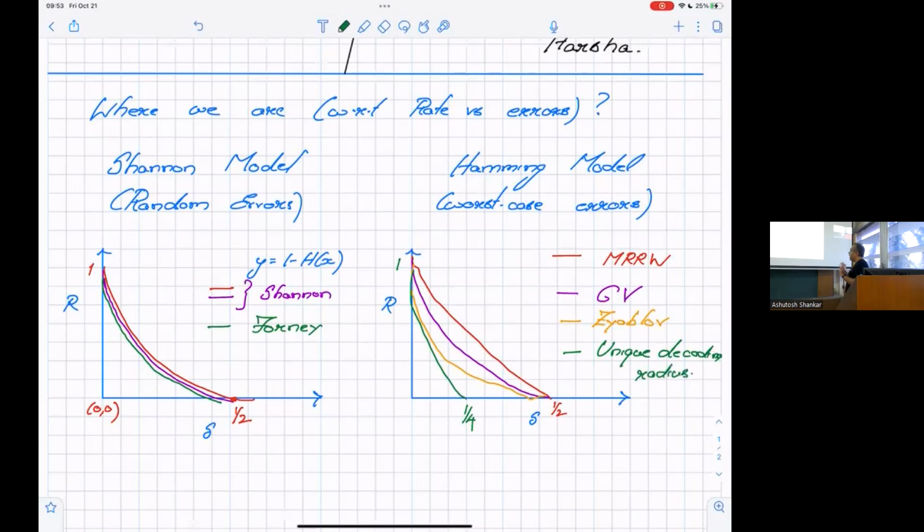So things are wide open in the Hamming model. We still don't have a full understanding. The difference between these three, the red, the violet, and the yellow curve, I think is more just the fact that we have not yet been able to go. Eventually, there should be one line, and that should be the correct line.